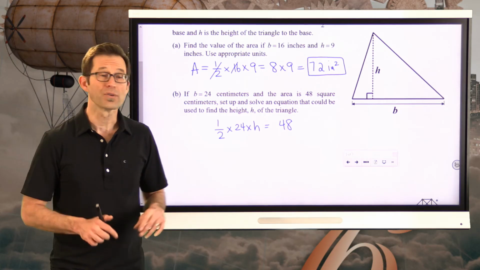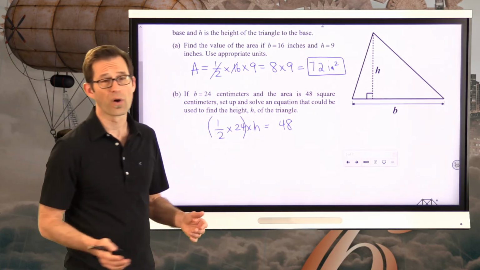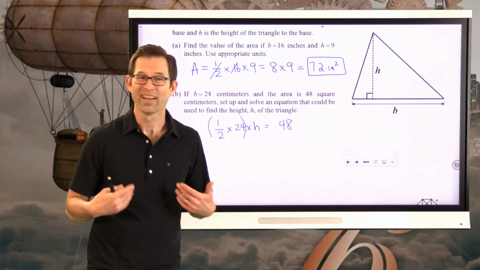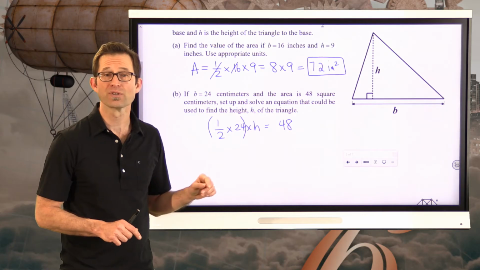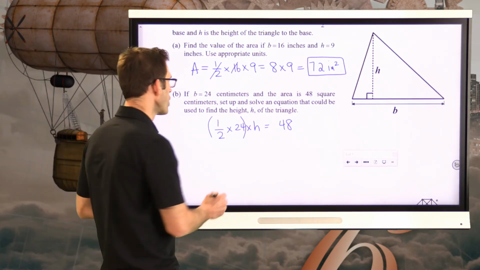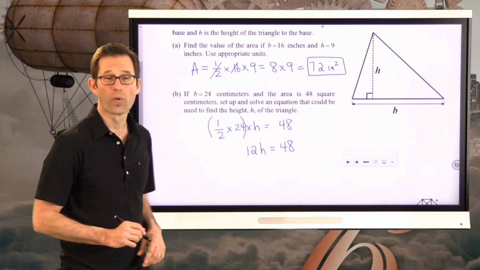All right, well here's where it's really nice to use what I call the associative property, and what everyone calls the associative property. I didn't make that term up. What everyone calls the associative property of multiplication. In other words, I'm going to do 1/2 times 24 first, which is 12, and now I have 12 times h is equal to 48.